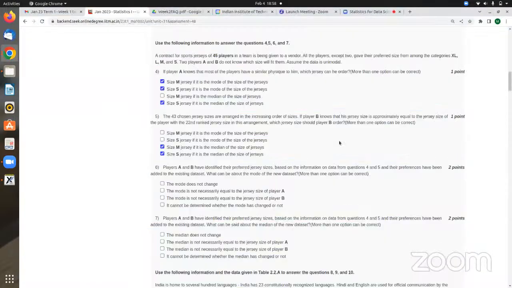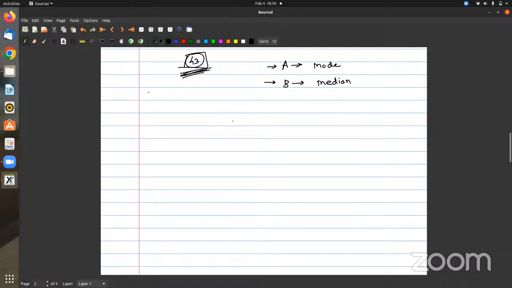Now, among these 43 people, we'll have to go to the options. The mode does not change. The mode is not necessarily equal to the jersey size of player A. Now we have to think about the cases. Let's say B will go for the median of the jerseys. Among these 43, which will be my median jersey? The 22nd, right? Let's assume that it is S.